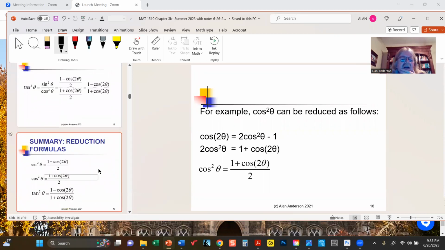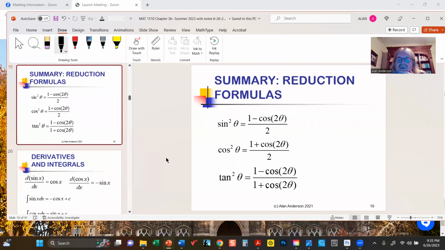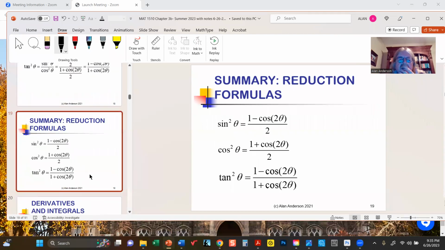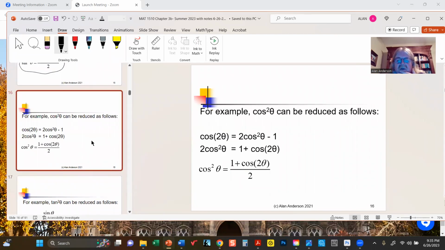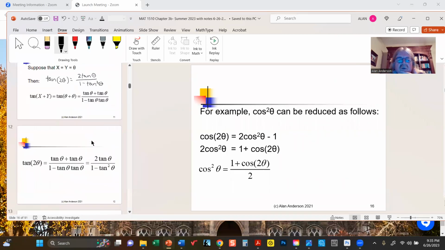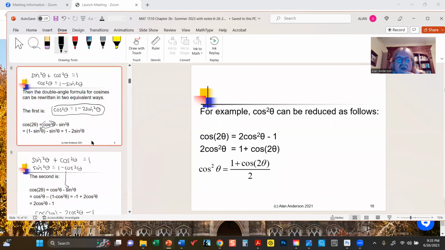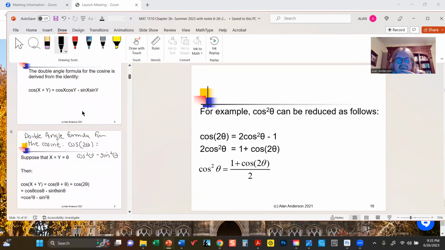By the way, once again, I do have a nice little chart here so you can keep track of all this stuff. What's missing here is the derivation. This is just a summary. So the derivations are here. And of course, as I noted, these are coming from the double angle formulas, which we derived from up here.